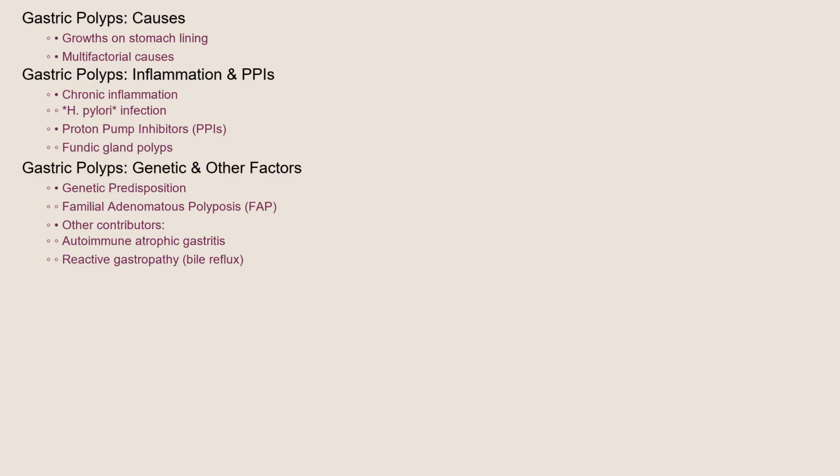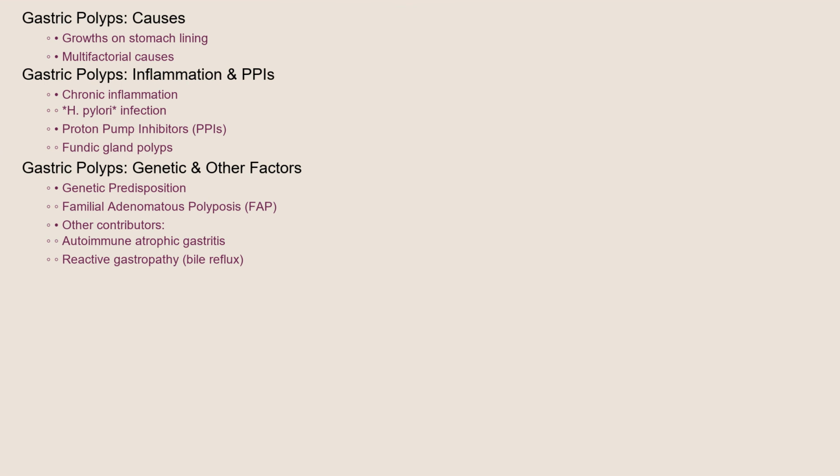Gastric polyps are growths that develop on the lining of your stomach. The exact causes are complex and often multifactorial. Several factors contribute to their formation, including chronic inflammation of the stomach lining, often due to Helicobacter pylori infection. Long-term use of proton pump inhibitors, or PPIs, which are medications that reduce stomach acid production, has also been linked to an increased risk, particularly of fundic gland polyps.